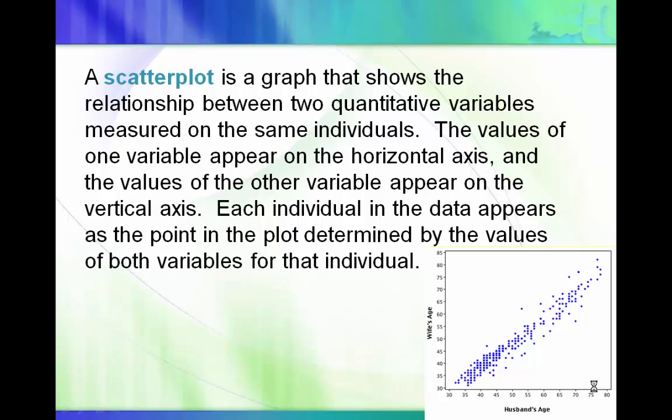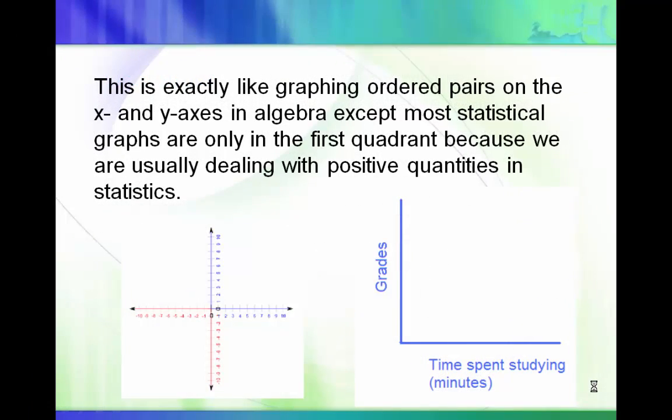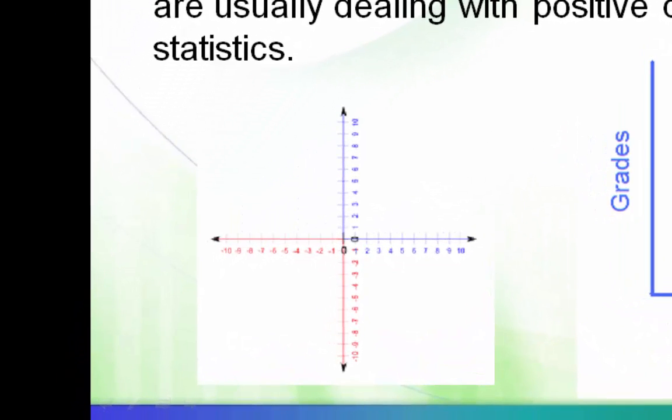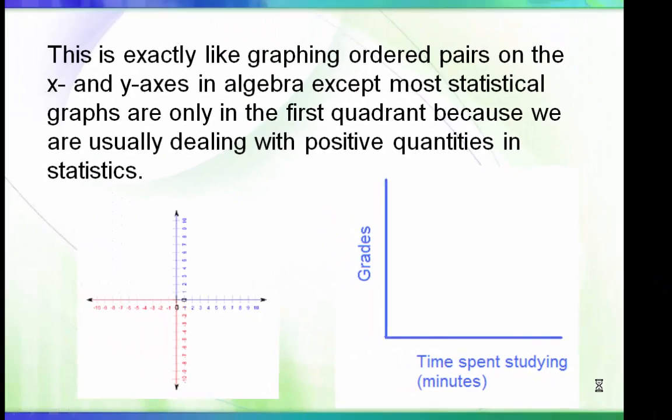A scatter plot is a graph that shows the relationship between two quantitative variables measured on the same individuals. The values of one variable appear on the horizontal axis and the values of the other variable appear on the vertical axis. Each individual in the data appears as the point in the plot determined by the values of both variables for that individual. This is exactly like graphing ordered pairs on the x and y axis in algebra, except most statistical graphs are only in the first quadrant because we are usually dealing with positive quantities in statistics.